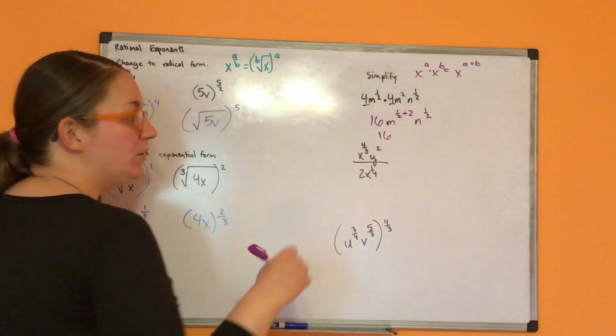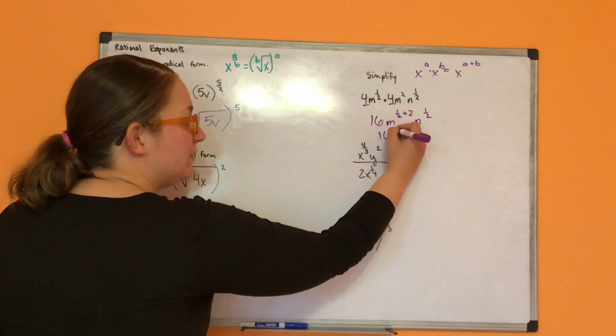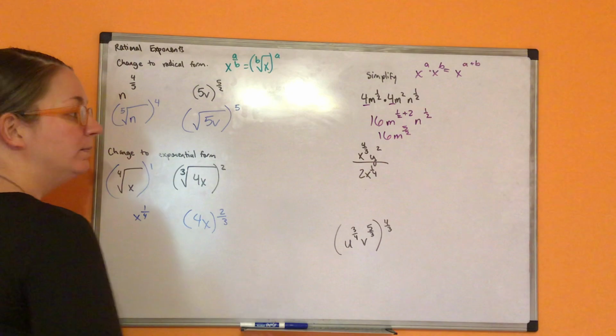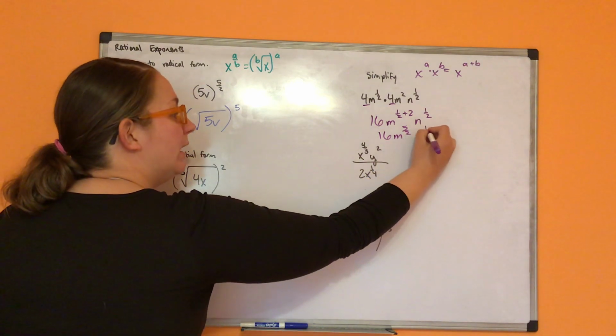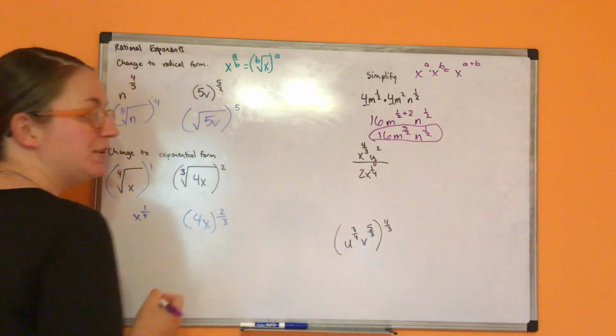If I add 1/2 plus 2, I get 2.5, which is the same as 5 over 2. You can use a calculator or Desmos to help you out with that. And then n to the 1/2 stays the same. So this right here is my best final answer.